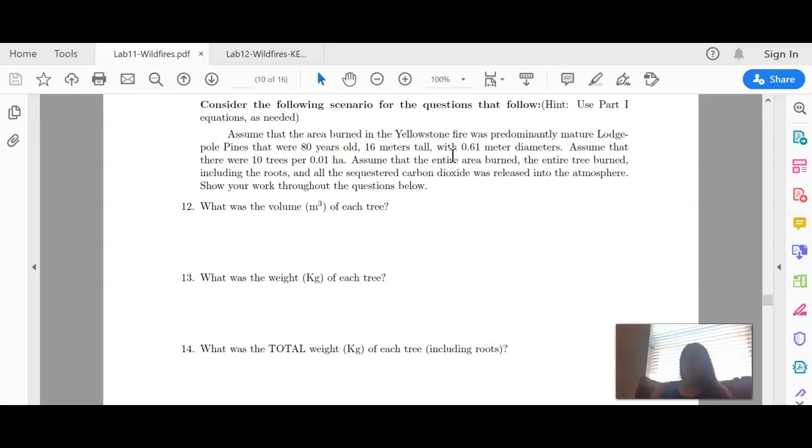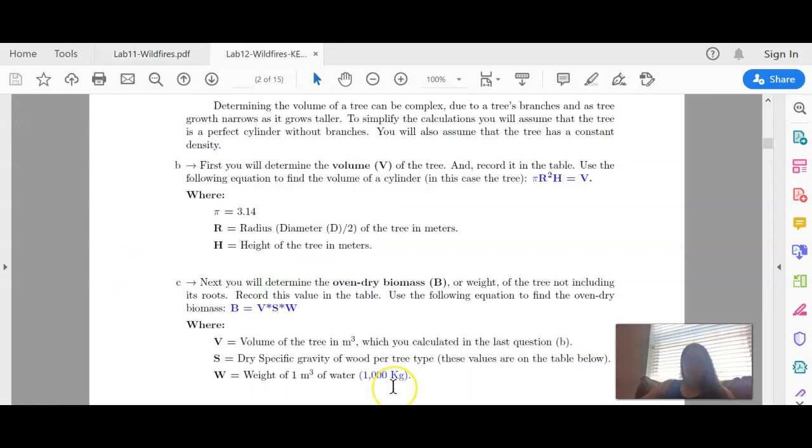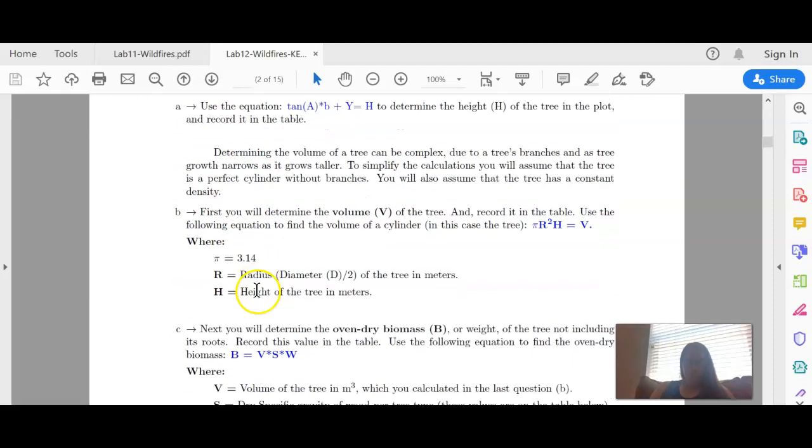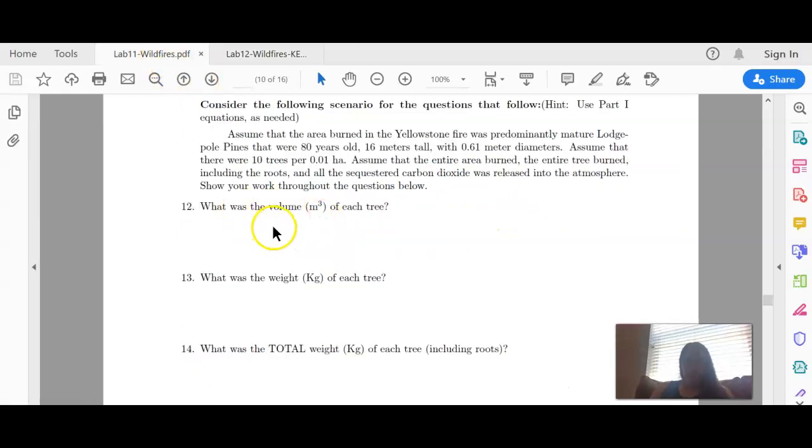Okay, so what was the volume of each tree? So let's look at the same document above. Let me open that. All right, so from the lettered questions in part 1, we have a few things that we're going to use. One of those is going to be volume, which we were just asked in question 12. So what was the volume of each tree?